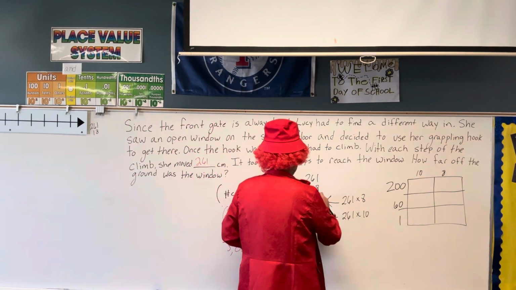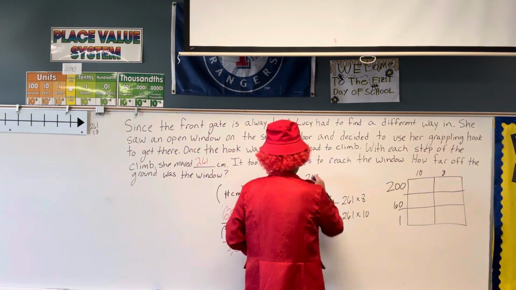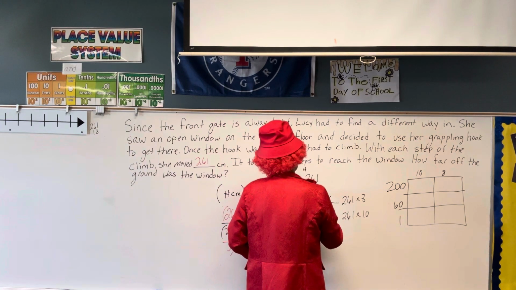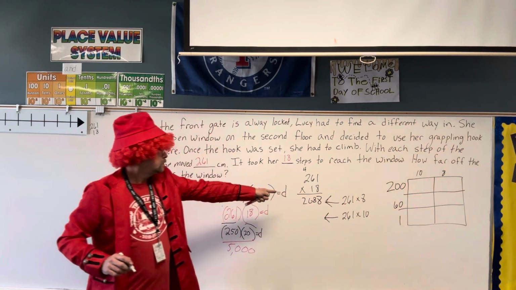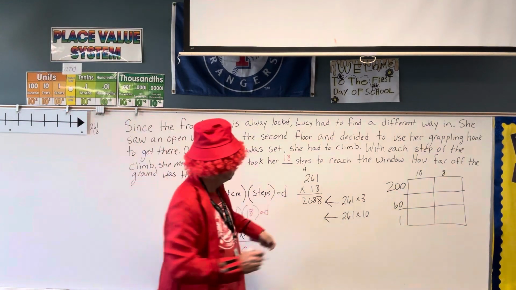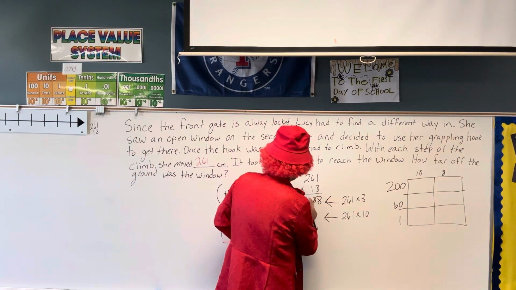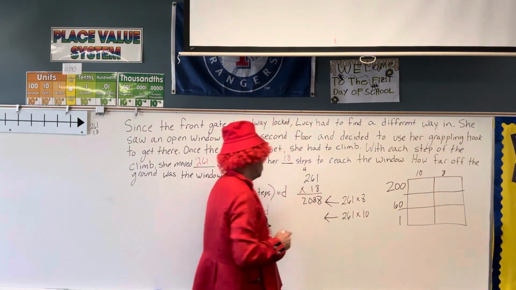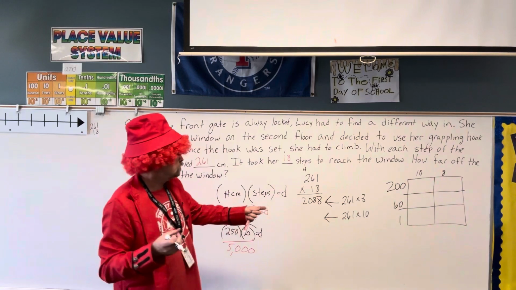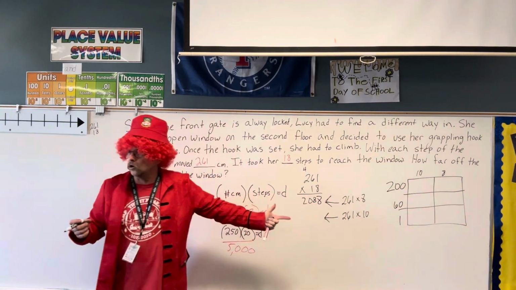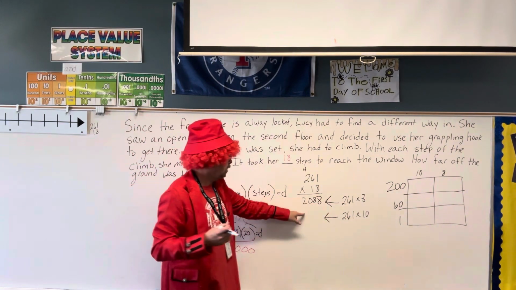8 times 1 is 8. 8 times 6 is 48. 8 times 2 is 16 plus 4 is 20. So 261 times 8 is 2,088. I'm just breaking them into expanded form and then multiplying it.